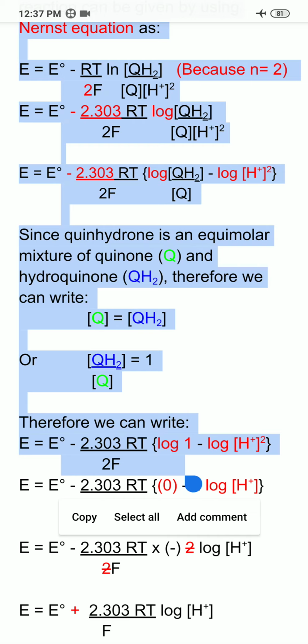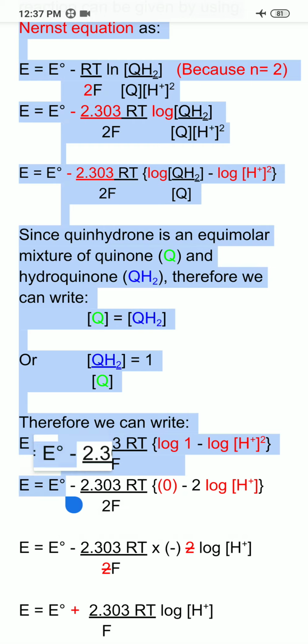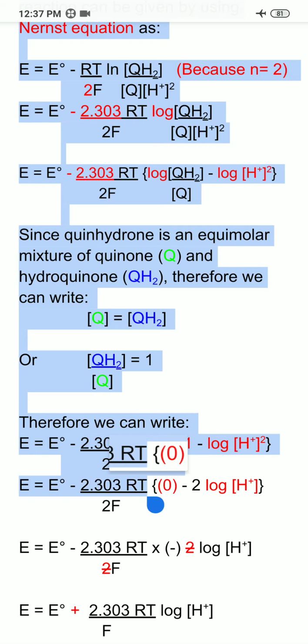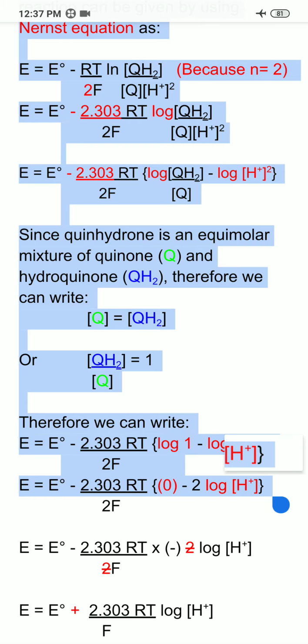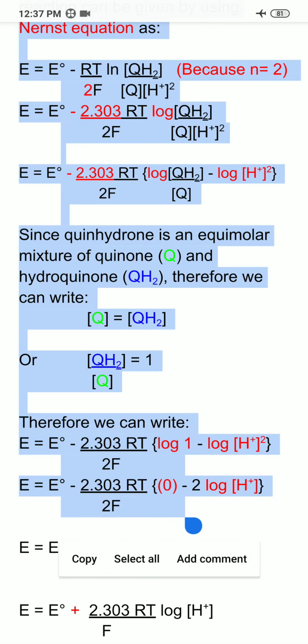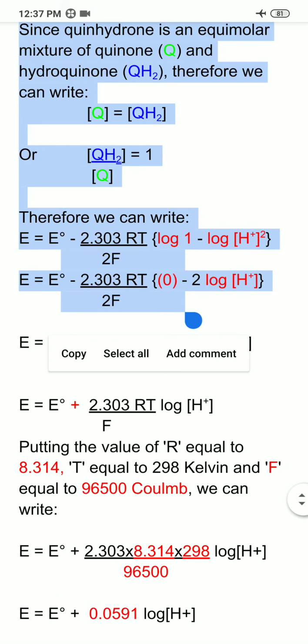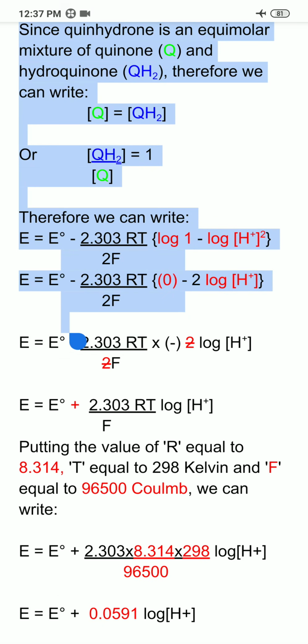And we know that log 1 is equal to 0. So I can write E is equal to E naught minus 2.303 RT upon 2F into 0 minus 2 log H positive. Now I can write E is equal to E naught minus 2.303 RT upon 2F into minus 2 log H positive.